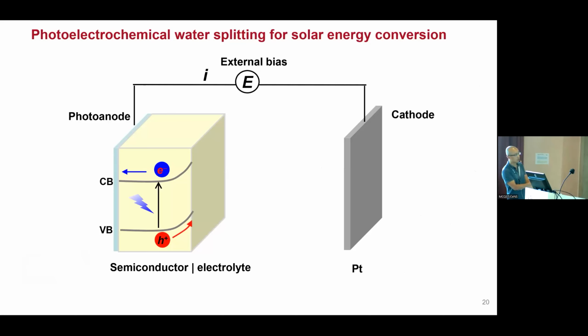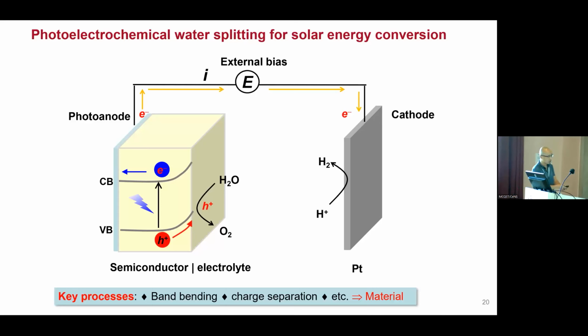At the semiconductor-electrolyte interface, you have band bending. The holes migrate to the surface, and you can oxidize water eventually to oxygen. Electrons are extracted away because of the same band bending towards the external circuit, and you can generate a current, and the current can be delivered to a cathode to reduce protons to hydrogen. So in this process, the band bending at the semiconductor-electrolyte interface is important for charge separation. Of course, all these key processes depend on the material that you study.